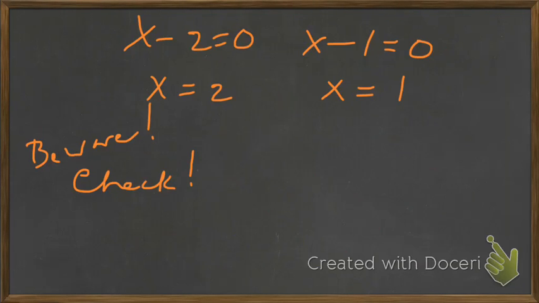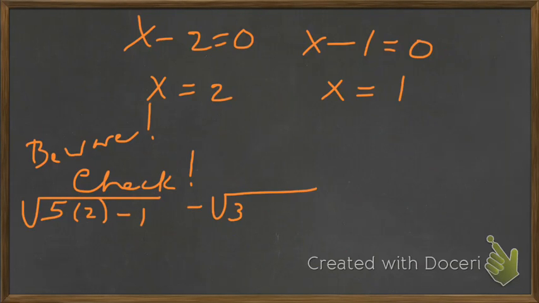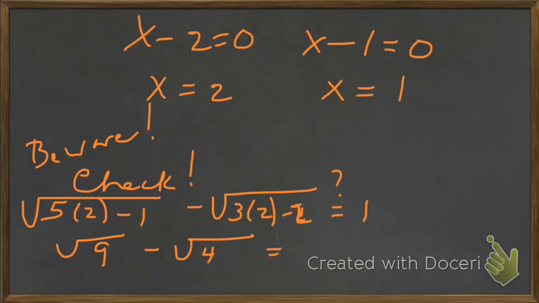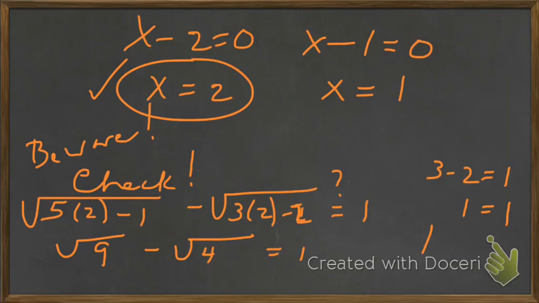We check them by plugging them into the original statement. When we check the first one, 5 times 2, take away 1 inside a square root, minus the square root of 3 times 2, take away 2, inside a square root. Is it really going to make 1? Well, that's the square root of 10 minus 1, or the square root of 9. The square root of 6 take away 2, or the square root of 4. Well, that is 3. Take away 2. Yeah, that's 1. So the first answer does check out. It really is an answer.